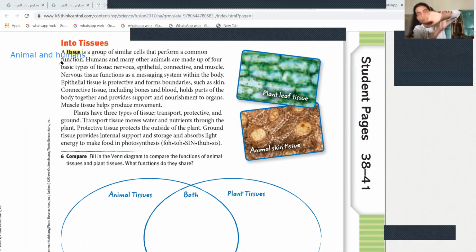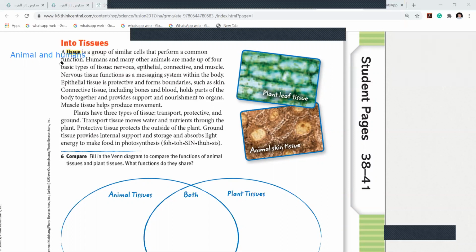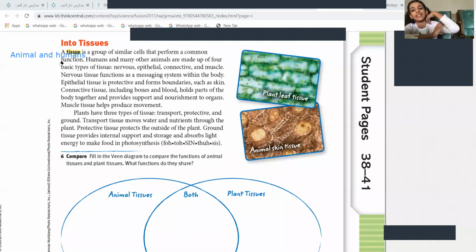Epithelial, feel your skin. When I say muscle, of course, you have to touch here. Yes, okay. Yes, muscles. Okay, and your connective is bones and blood, okay?